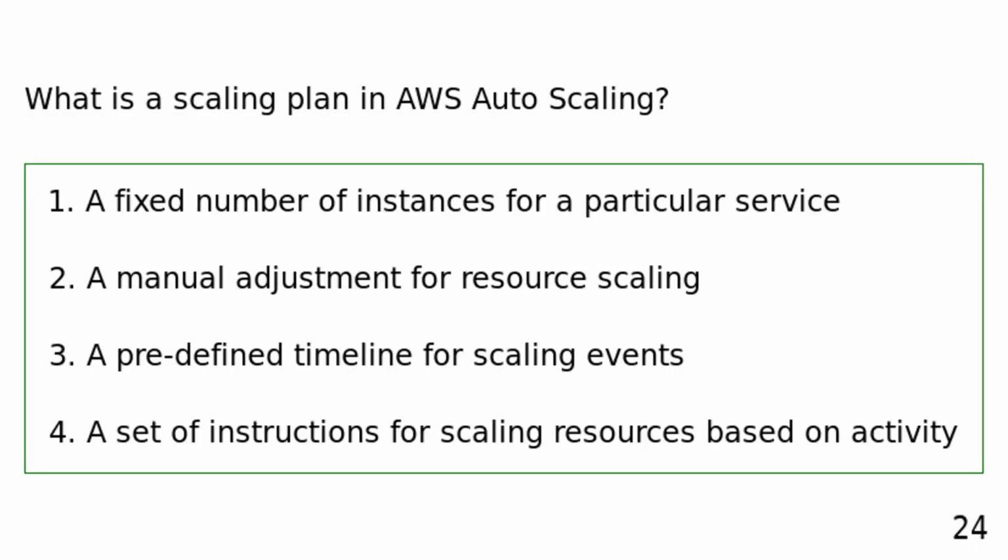What is a scaling plan in AWS Auto Scaling? A fixed number of instances for a particular service. A manual adjustment for resource scaling. A predefined timeline for scaling events. A set of instructions for scaling resources based on activity.